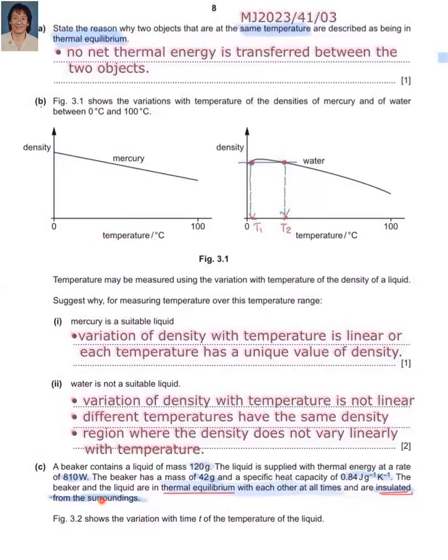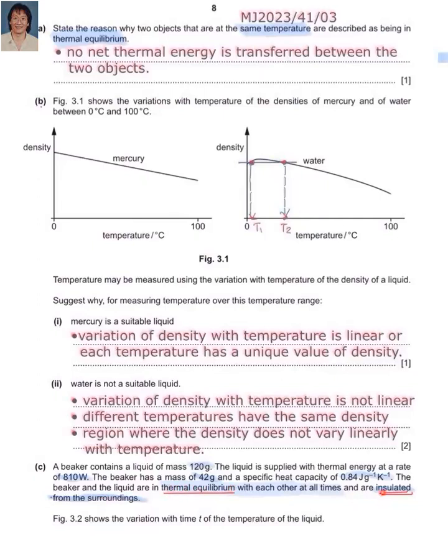810 joule of energy is transferred to the beaker and the liquid in 1 second. We assume that the heater provides the energy. Second point, the beaker and the liquid are always at the same temperature because the word thermal equilibrium is mentioned here.